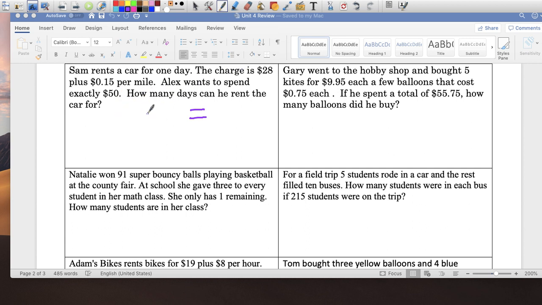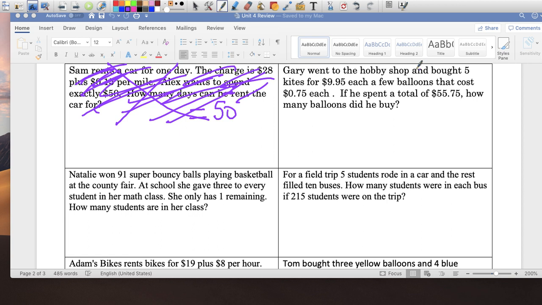Hang on a sec, something is missing here. Charges $28, and spend exactly 50. Well, this question is silly because it's only 1 day, right? The charge itself is $28. So how many days can you rent a car for? So do me a favor, ignore this question. There's a lot of information missing, and it's not how I want it to be. So I'm going to cross that question out.